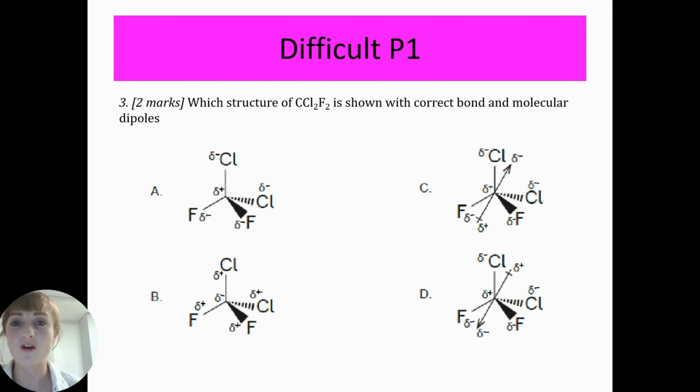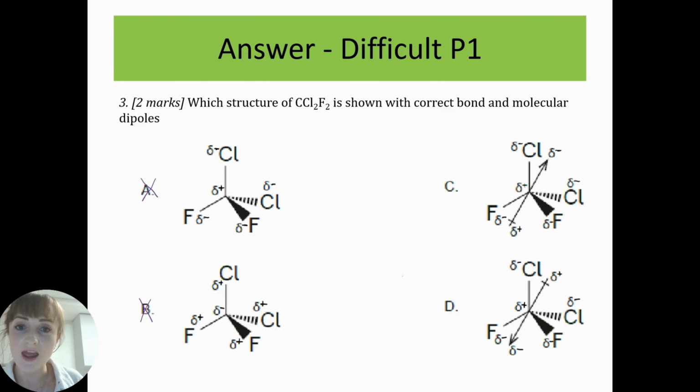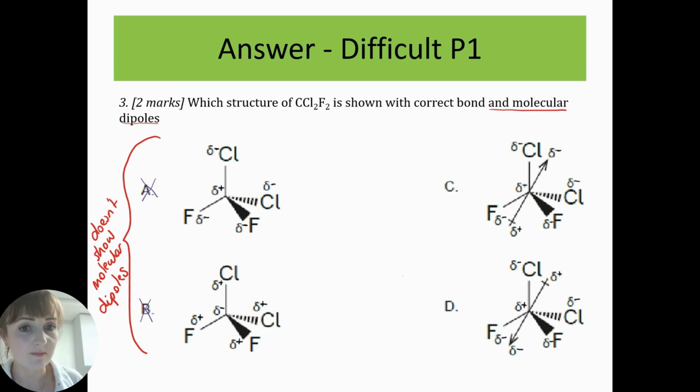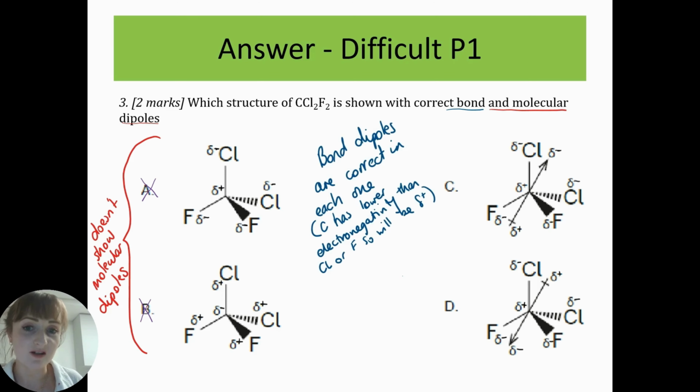Now let's look at an example of a difficult paper 1. You're asked which structure is shown with the correct bond and molecular dipoles. First thing we can do is rule out both A and B because neither of them shows the molecular dipoles which is required in the question. Both C and D do. Within C and D, I first want to check do they have the correct bond dipoles. Because carbon has a lower electronegativity than either chlorine or fluorine in both molecules, carbon should have the partial positive and the chlorines and fluorines should have the partial negatives. This is shown correctly in both of them.